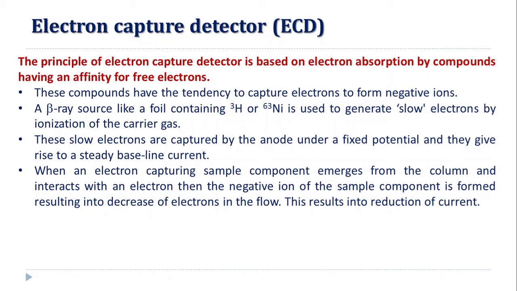And it is applied with the fixed potential. So they will give rise to a steady baseline of the current. So current will be constant. Whatever the current is generated, that will be constant because of these electrons.